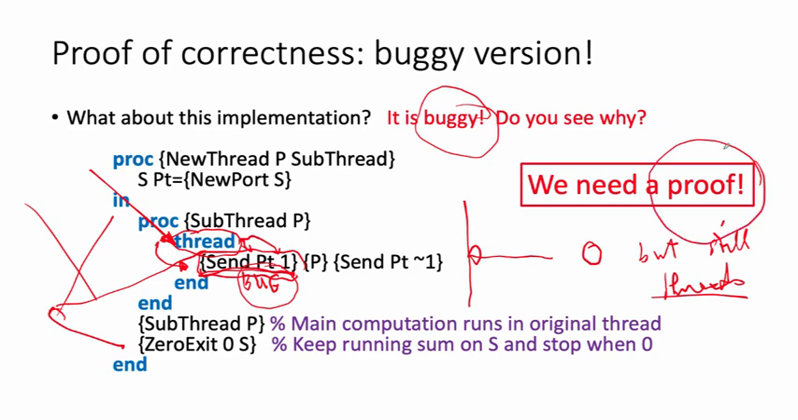So what I want to do now is to show you how to prove this. If you really want to understand, I would suggest you make a precise scenario with threads, and show why this version is buggy. You can actually show why it's buggy by doing that. So we need a proof here.